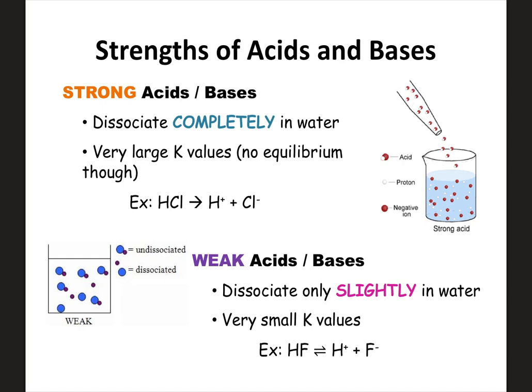This is a big idea here. Understanding that strong means complete dissociation in water versus weak is only a slight dissociation in water. So we need to be able to identify certain acids and bases as strong, and then the rest are just going to be weak. And that will play a major part in how we solve problems with these acids or bases, depending on whether they're strong or weak. So I would make sure you totally understand the difference between a strong and a weak acid or base.